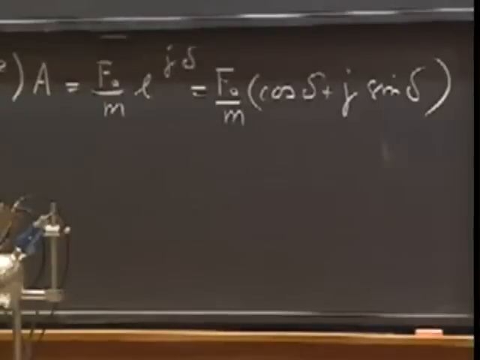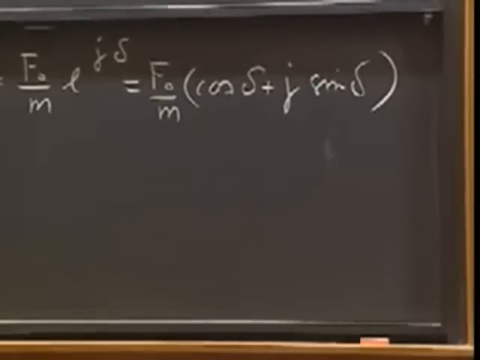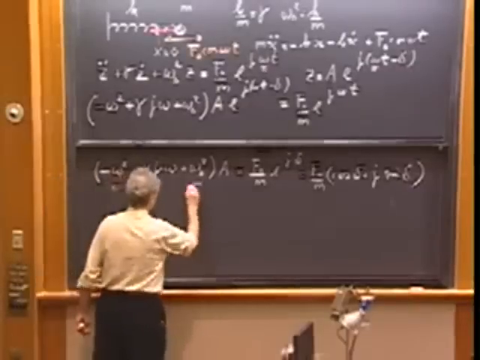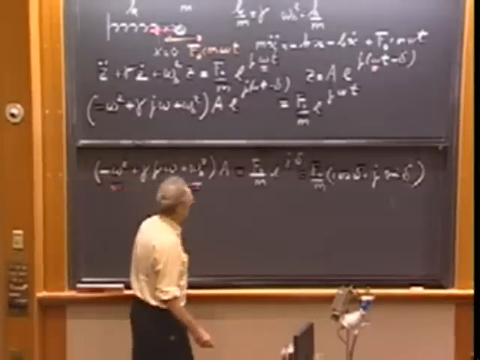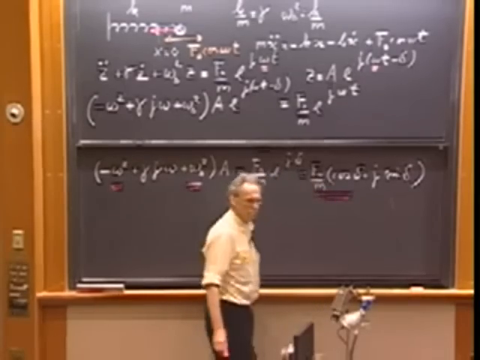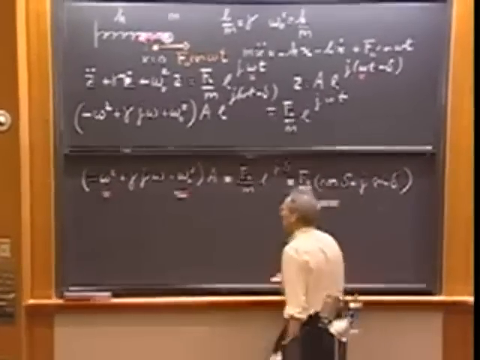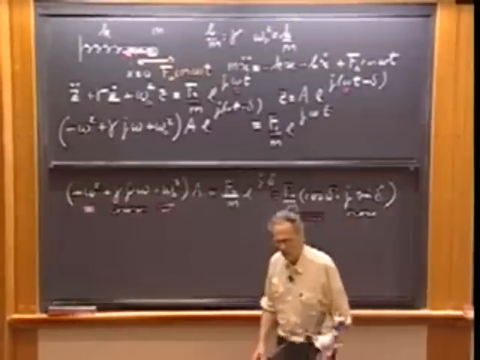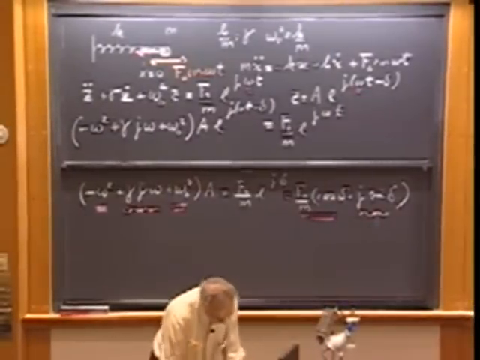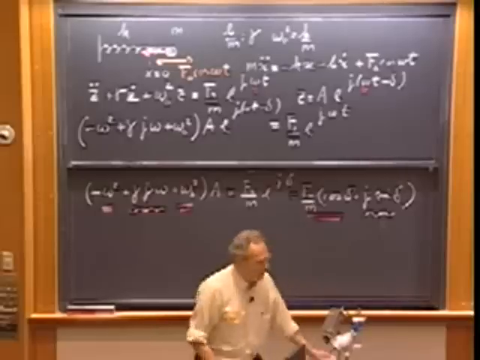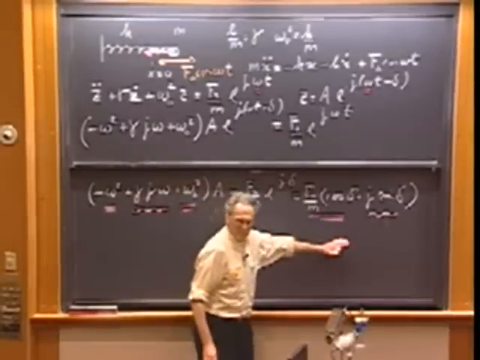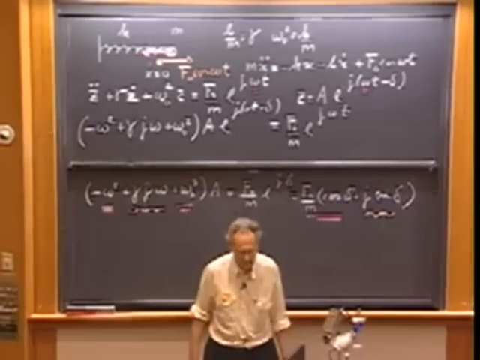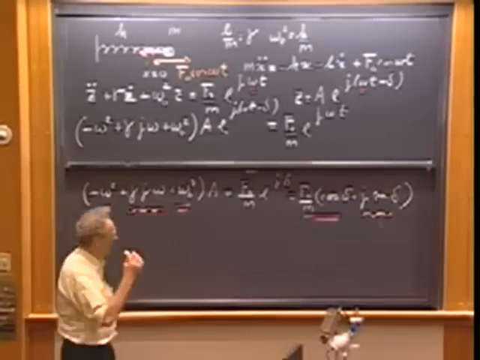Now let's compare the apples with apples and oranges with oranges. This is an apple, and this is an apple. That means it's real. But there are also oranges. This is an orange, it has a j, and this is an orange that has a j. And so for this equation to always hold at all moments in time, the apples on this side must be equal to the apples on that side, and the oranges to the oranges. So it looks like one equation, but it really is two equations.